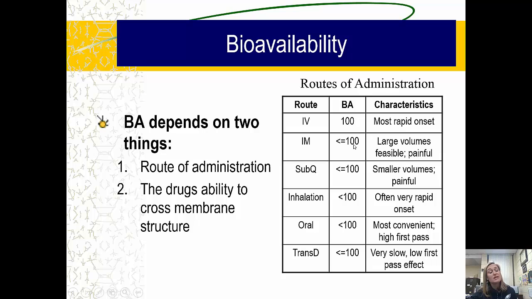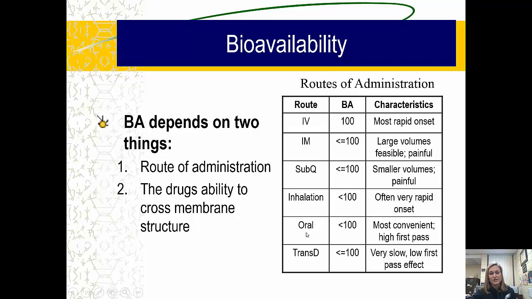Intramuscular is next. This is going to be less, but very close to 100, and this is a really good feasible method as well. It's very painful, though. Just think about an intramuscular injection you may have had. It's going to be painful. Here's a sub-Q. This is less than 100, but it's still pretty powerful. Inhalation, you're getting to less than 100, okay? So anything below these is much less than 100. Inhalation has a really rapid onset to the site, but it's not going to have 100% bioavailability.